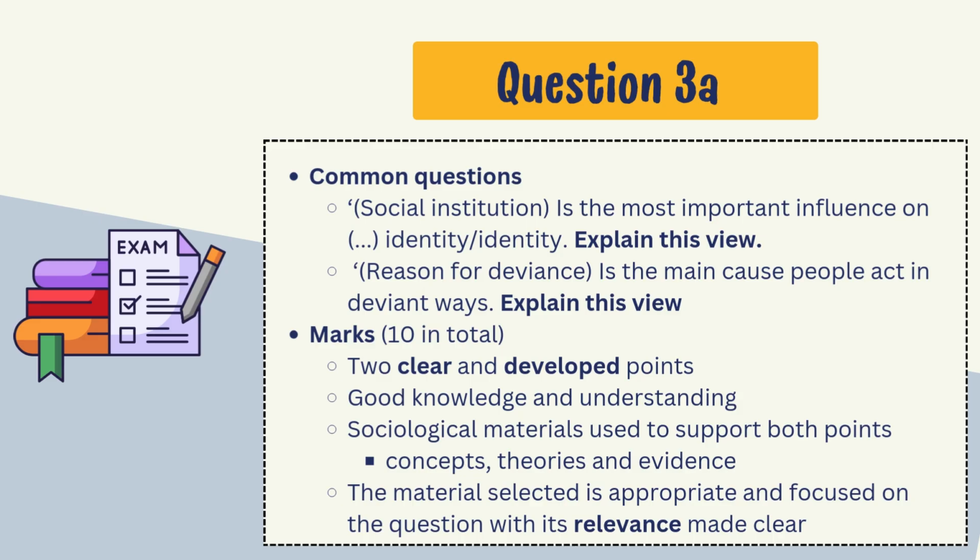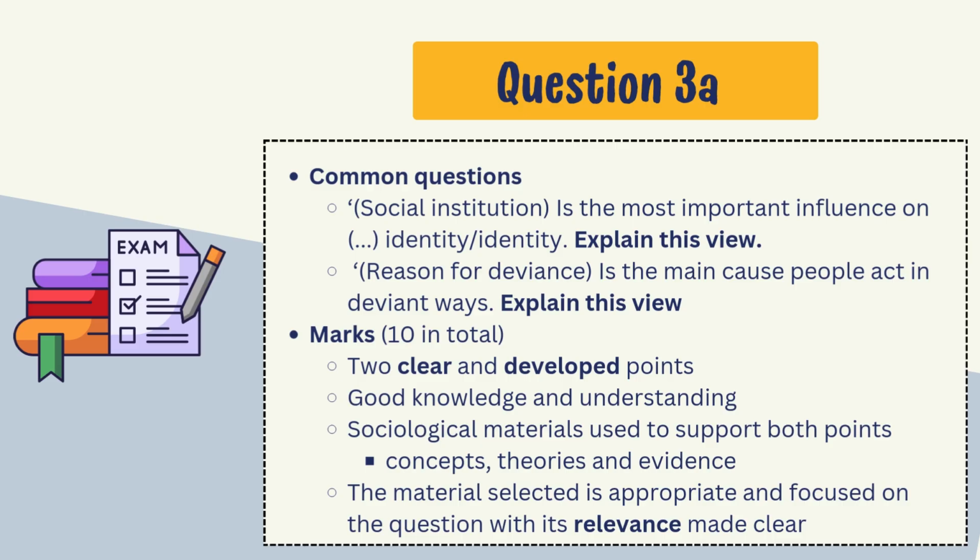So you have, like, family is the most important influence on gender identity, for example, but this could be changed by religion is the most important influence on age identity. The social institution and the type of identity can change, or it might be media is the most important influence on identity, and they don't even specify the identity, just general. And then this is a statement, and then they'll say explain this view.